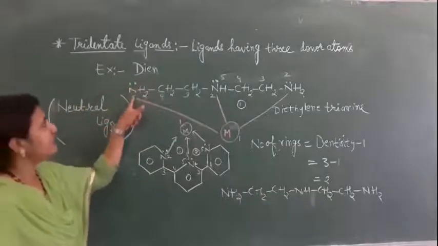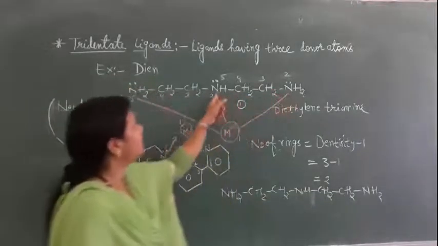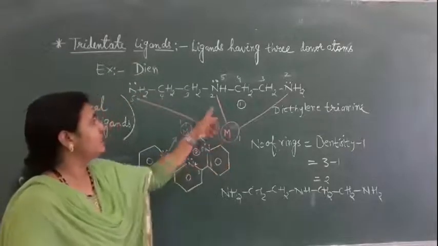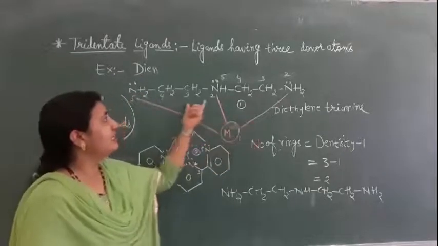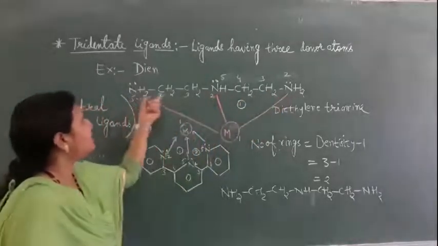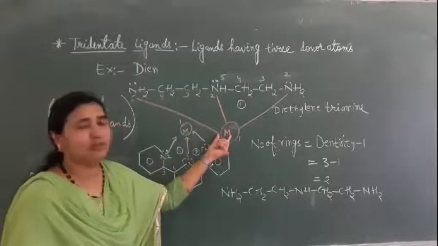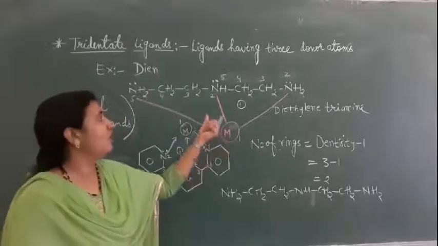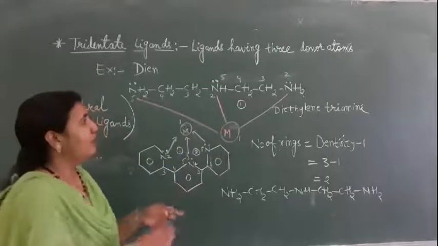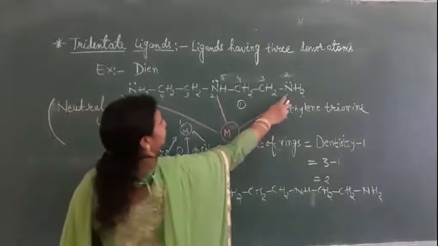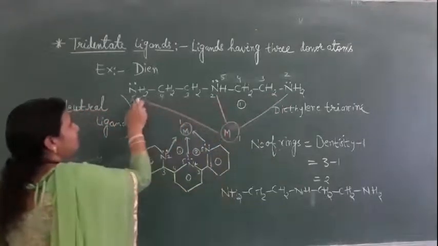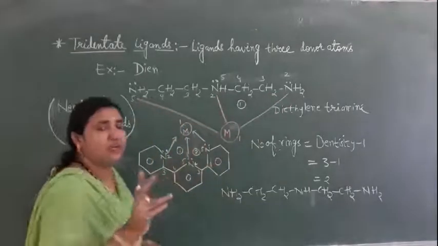So in this, three nitrogens donate electron to the central metal atom. That's why it is tridentate ligand. This ligand contains three donor atoms. Three nitrogens are donor atoms. They donate electron to the central metal atom here. And here they will make two rings. How will they make? This is 1, 2, 3, 4, 5. This is one ring, and 1, 2, 3, 4, 5. This is one ring. So totally two rings are there.